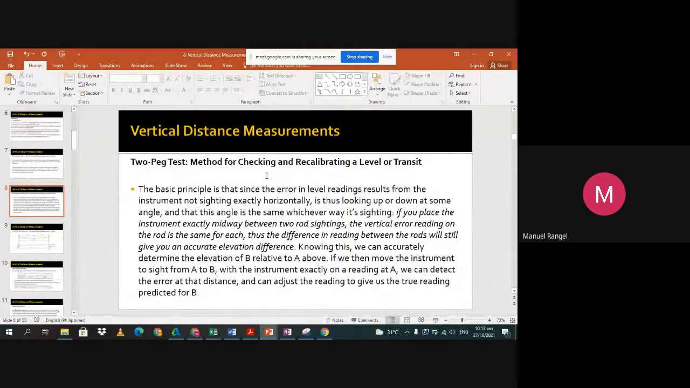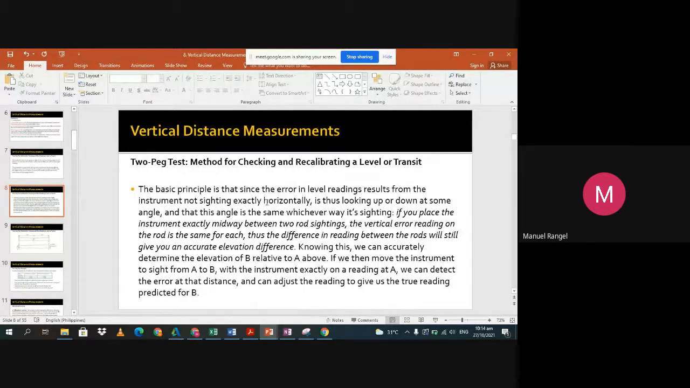So the basic principle is that the errors in level readings result from the instrument not sighting exactly horizontal, thus looking up or down at some angle, and this angle is the same whichever way it's sighting. So if you place the instrument exactly midway between two rod readings, the vertical error in the reading on the rod is the same for each. Thus the difference in reading between the rods will still give you an accurate elevation difference. So knowing this, we can accurately determine the elevation of B relative to A above.